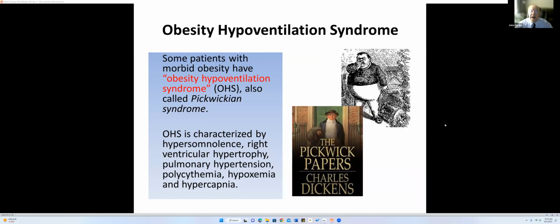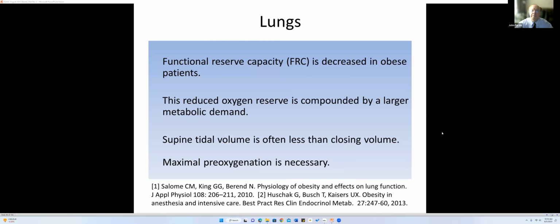One thing you may encounter is obesity hypoventilation syndrome, also known as Pickwickian syndrome, characterized by hypersomnolence, right ventricular hypertrophy, pulmonary hypertension, polycythemia, hypoxemia, and hypercapnia. So it's commonly associated with obesity, known as obesity hypoventilation syndrome or Pickwickian syndrome.